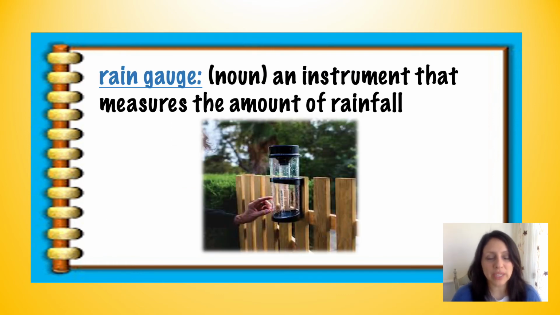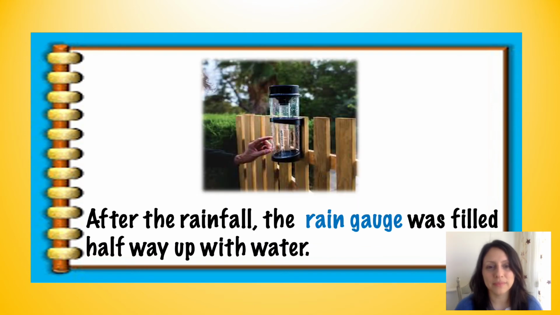Our next word is rain gauge. It's an instrument that measures the amount of rainfall. Here is my example of rain gauge in a sentence. It says, after the rainfall, the rain gauge was filled halfway up with water. Can you think of a sentence with the vocabulary word rain gauge in it?